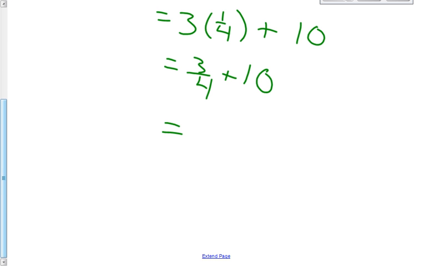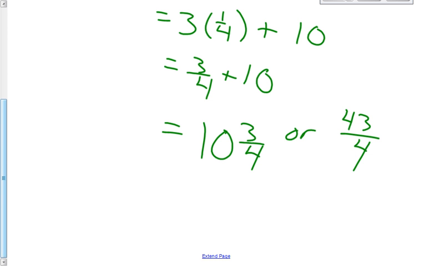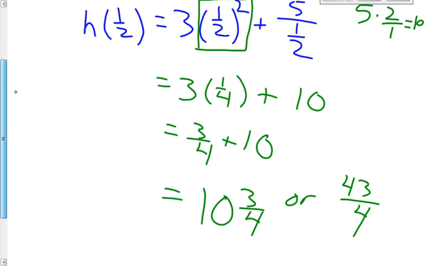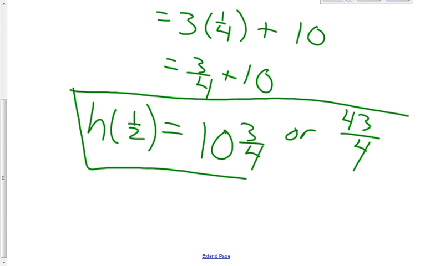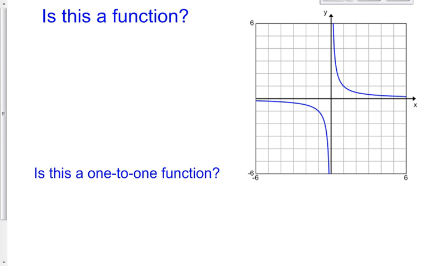So on a test, class, I would have no issue if you put the answer down as 10 3/4. That's a perfectly right way to do it. If you wanted to put it as an improper fraction, you would have 43/4. Either one is fine by me. So your answer for h of a half, when I put 1/2 into the h function, I get 10 3/4, or 43/4. I hope that function notation makes sense. It's not very difficult once you understand what the process is. So like I always say, be sure to ask me if there's any questions if you have them.